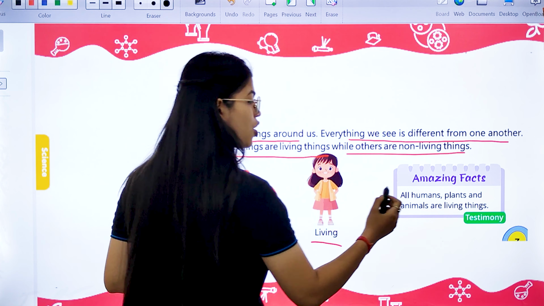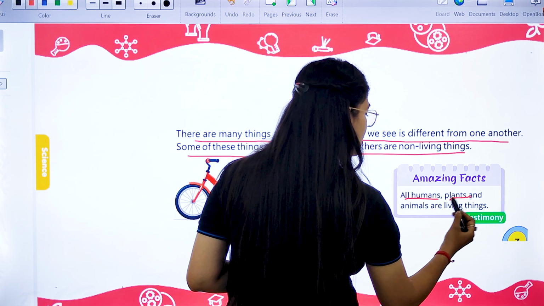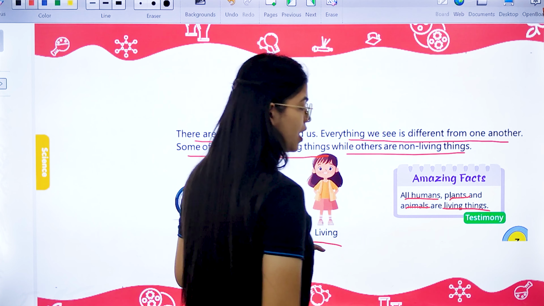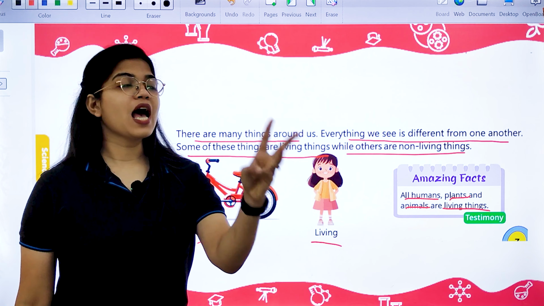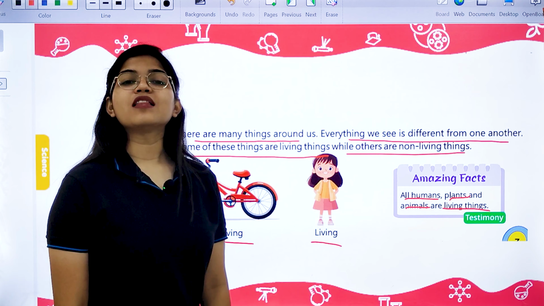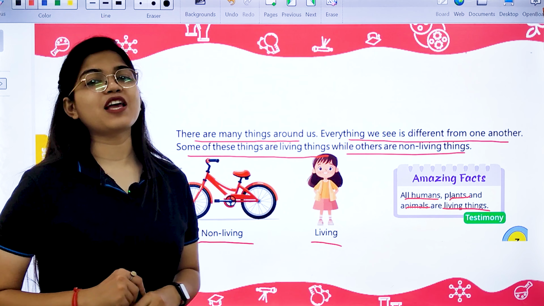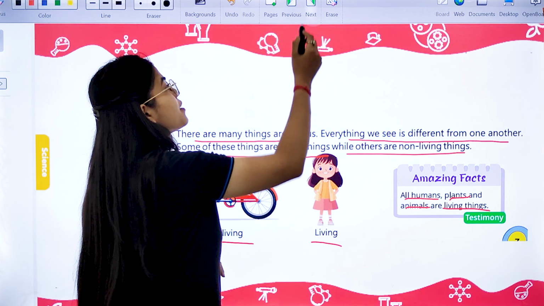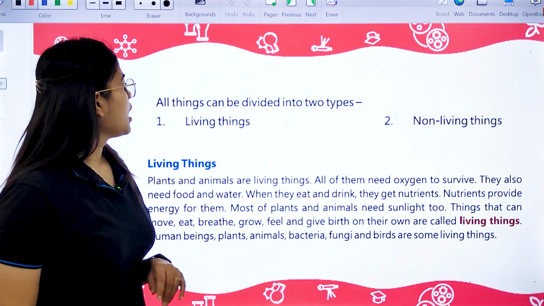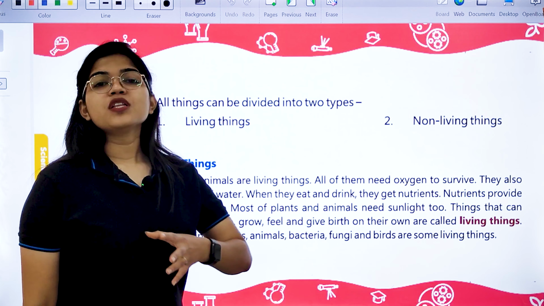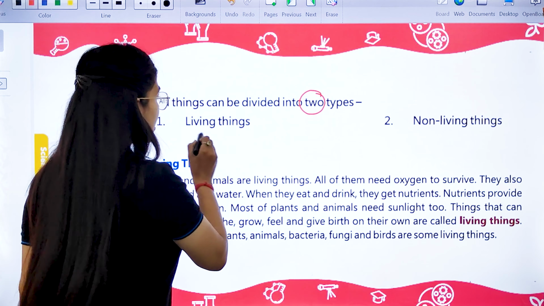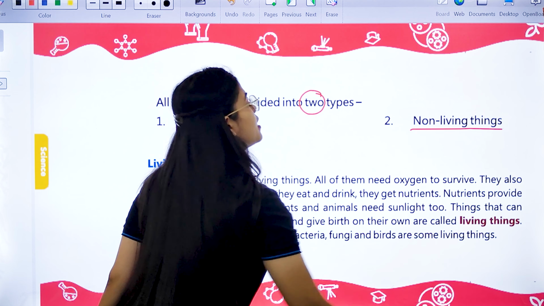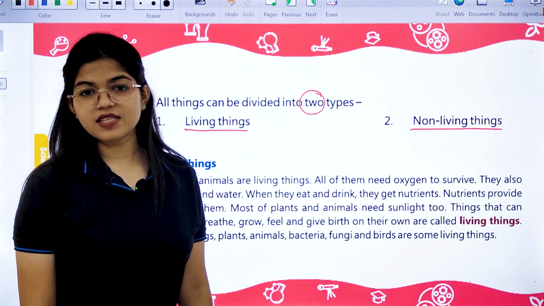See, all the humans, plants and animals are the living things. Very important. All the human beings, animals and the plants, they are the living things as they have life in them. Now, as I told you, these different things can be divided into two types. That is the living things and the other is non-living things.